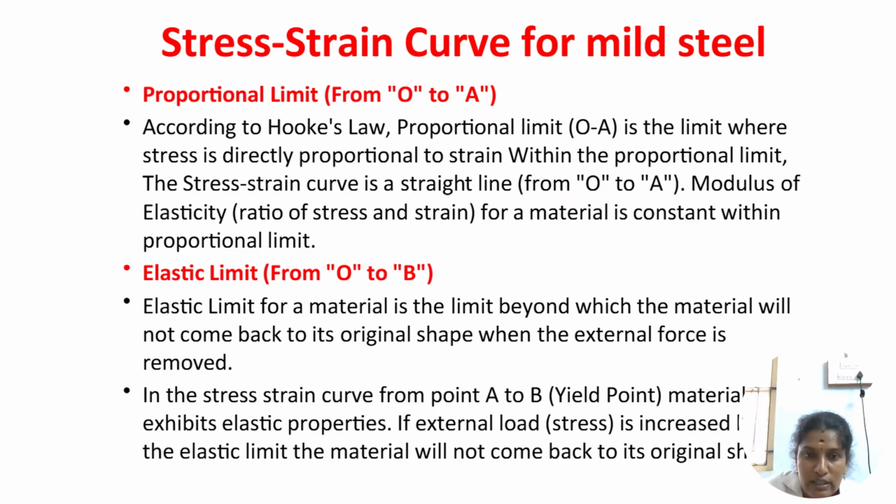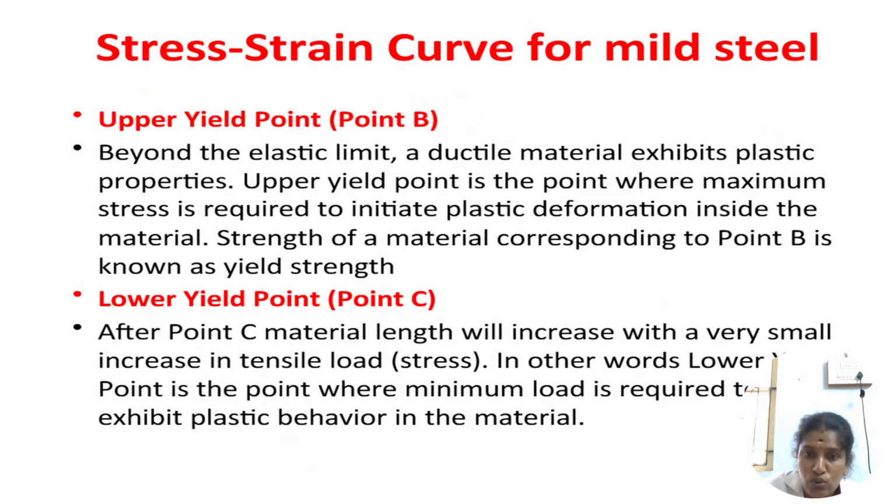And the next one is the yield point. I already told you we have two yield points, upper and lower. The simple difference is that at the upper yield point, the maximum stress is required to initiate the plastic deformation. At the lower yield point, minimum load is required to exhibit the plastic behavior. Both are plastic behavior, but here it needs maximum stress and here it needs minimum stress. That is the difference between the upper and lower yield point.